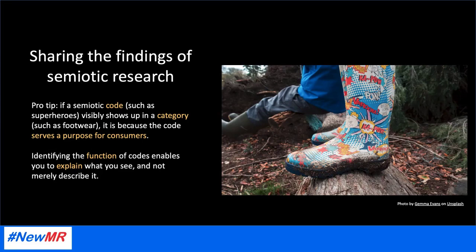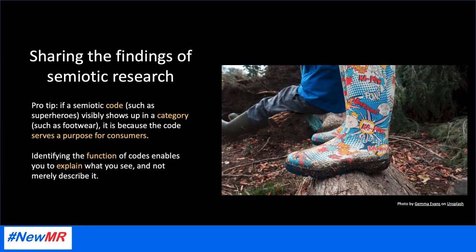If a semiotic code, such as superheroes, visibly shows up in a category such as footwear, and by visibly shows up, I don't just mean you found one pair of footwear that has superheroes, but you found a lot of them, the reason why that code is there, the reason why it's thriving in that category, is because it is doing something for consumers, right? And your job is to infer what the function of that code is. What is it doing? Why do consumers want to use it? And your top-down research will help you to answer this.